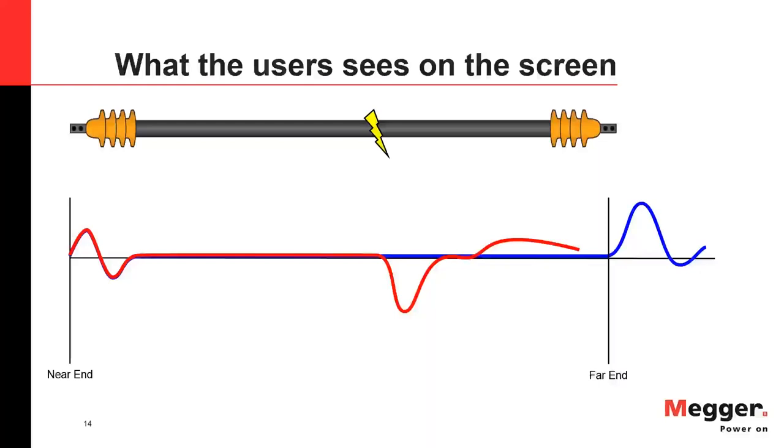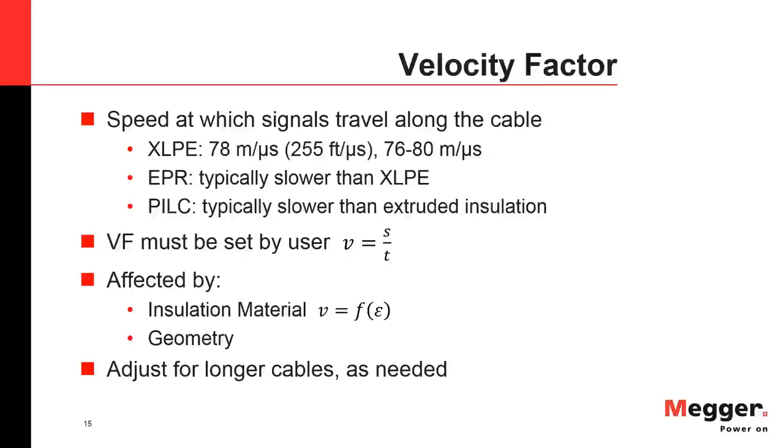Now, one quick word on the velocity factor. For the TDR, it is a constant, and as a user, you have to put in this value as a constant. The error that you're introducing into your measurement is linear to the error in the velocity. That means if your velocity is 10% off, your calculated distance will be 10% off. Now, on XLPE cable, a very common value is 78 meters per microsecond, which is around 255 feet per microsecond in non-metric units. And XLPE has the phenomenon that the range of these values is not very big.